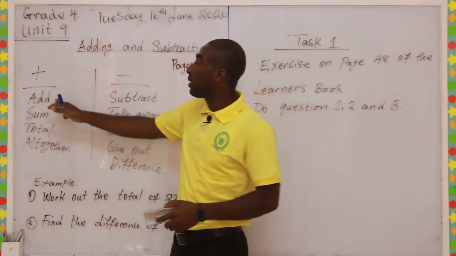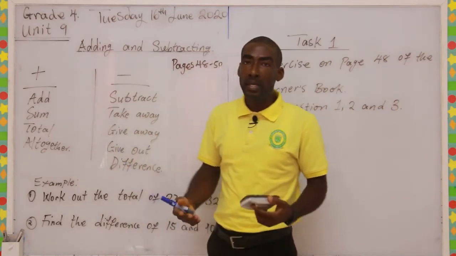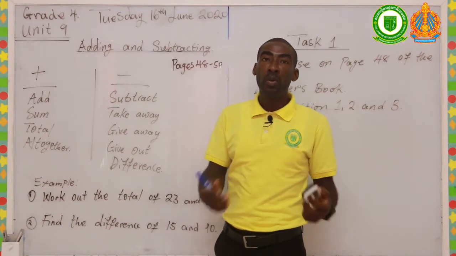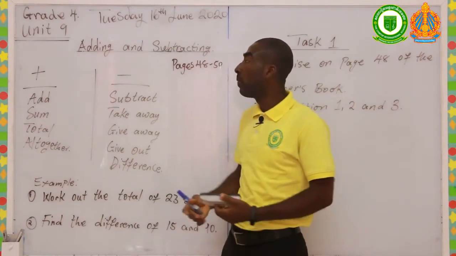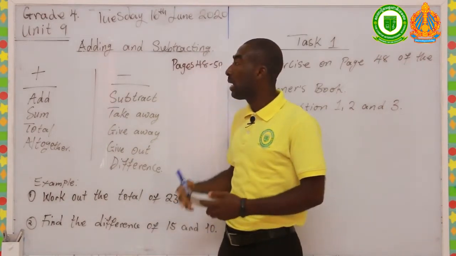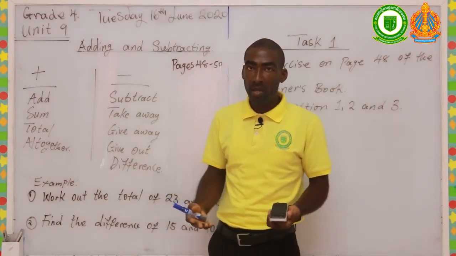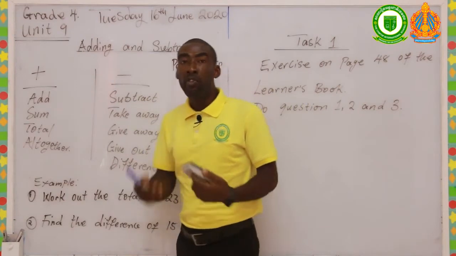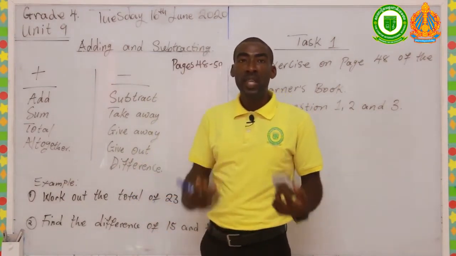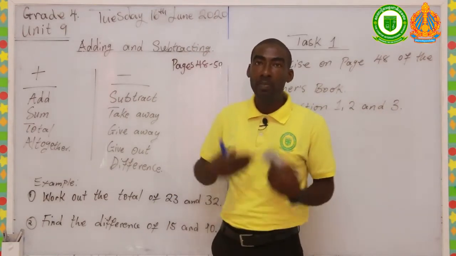So the first one is the actual word add. Add means that you are putting two things together, or two or more things together. Assuming you have 5 and 6, you put them together, add, you have 11, okay? If you have 4 and 6 and you are to add, you put them together and you have 10. So that means you are adding up, okay?